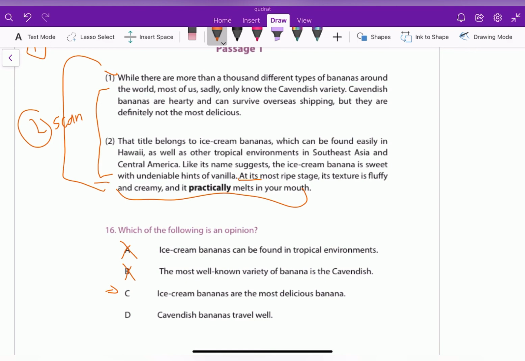Cavendish bananas travel well. Well, this is a fact they stated because they said that bananas are healthy and can survive overseas, but they're definitely not the most delicious, but that's not the part. It said they can survive overseas, meaning that the answer is C.